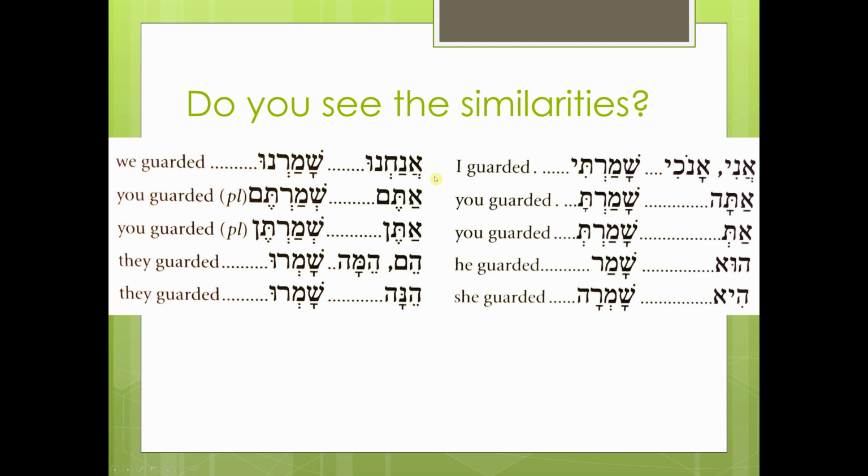But let's go back up to anachnu and shamarnu. Notice that they both end with nu. Similarly here, tem, ten, and then the thirds. So in other words, with the thirds, these connections between pronoun and ending are really not there. But when it comes to first and second, I think it's actually pretty helpful and pretty clear.